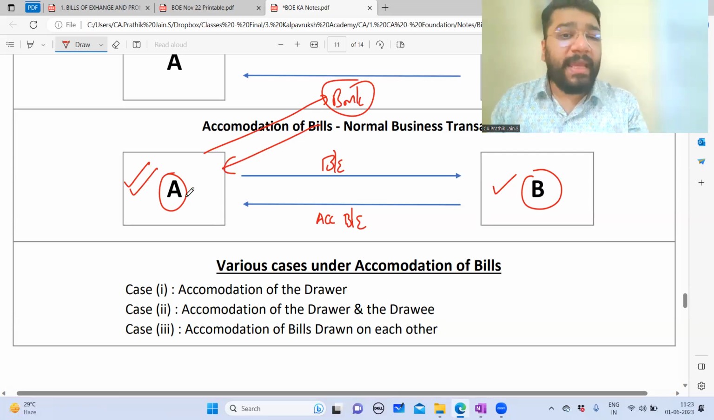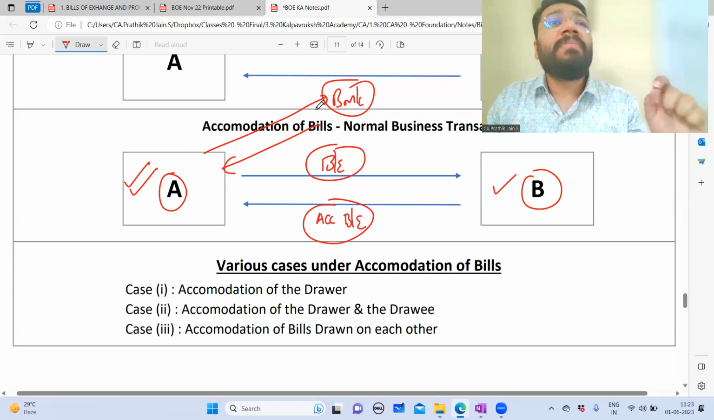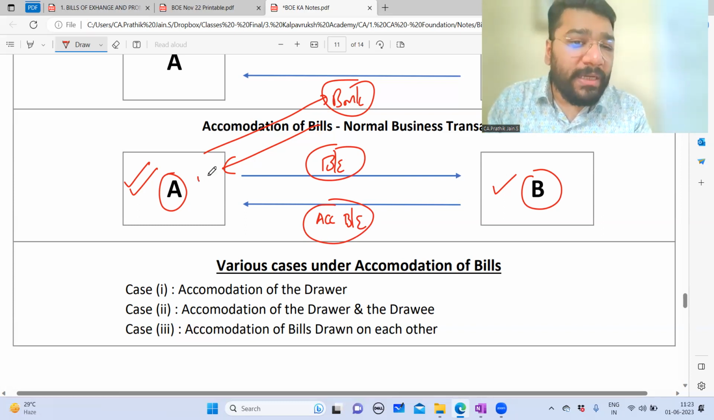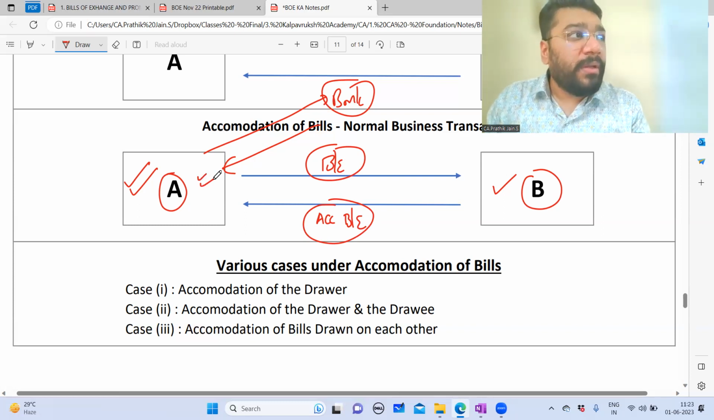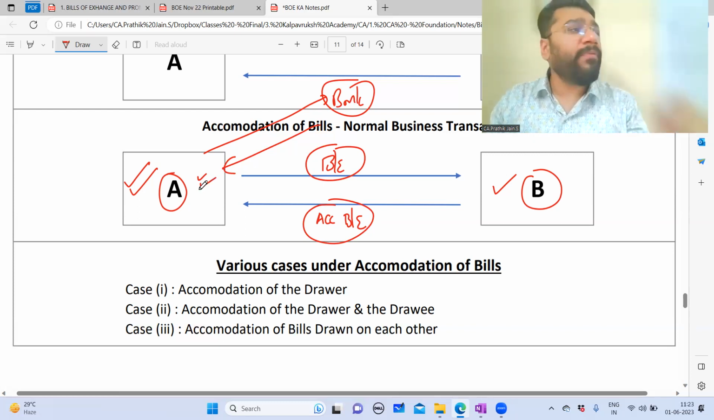So now what happens is A draws a bill of exchange on B and requests B to accept it and give it back. And with this bill, he goes to the bank and gets the bill discounted, so he will get some money for himself. Now, on the due date, on the maturity date, or one day before the maturity date, A will give this money to B so that B can make the payment to the banker.